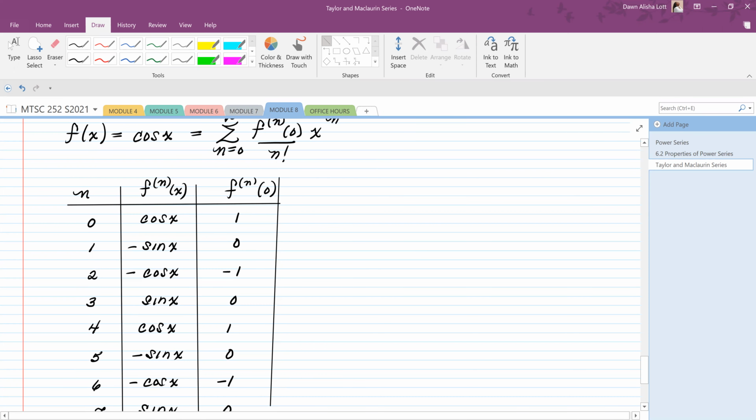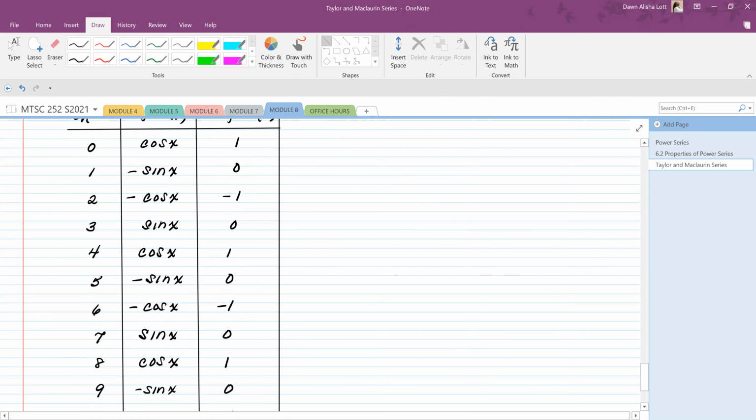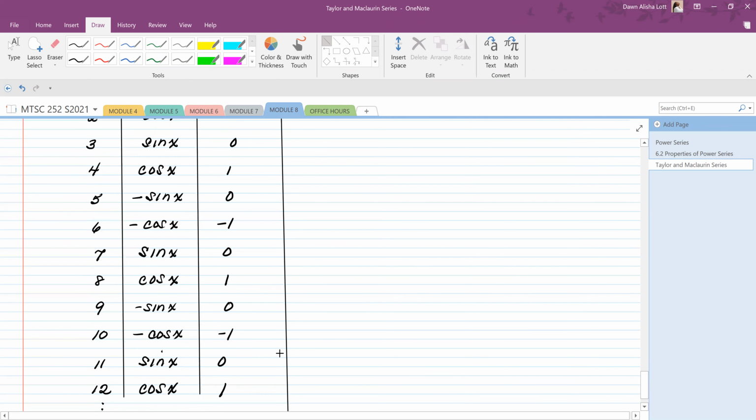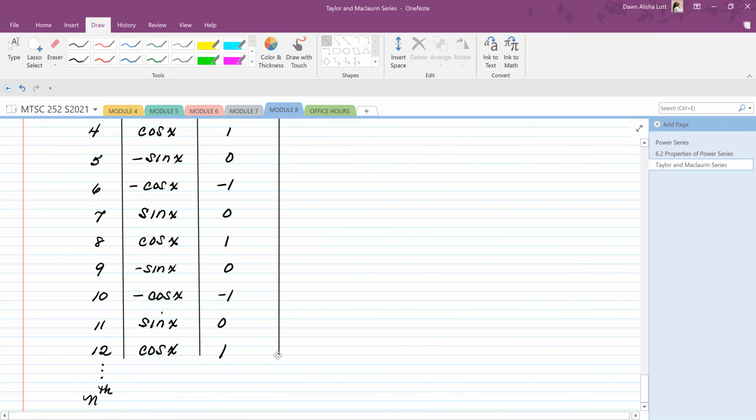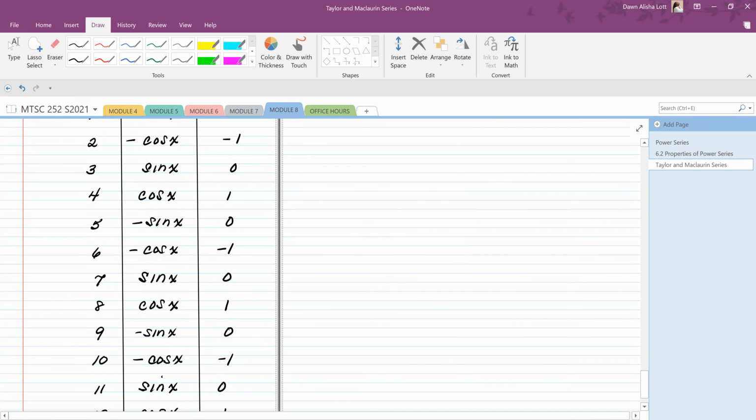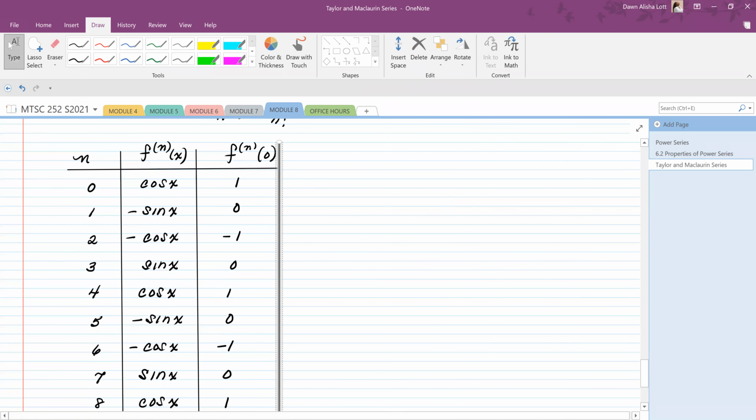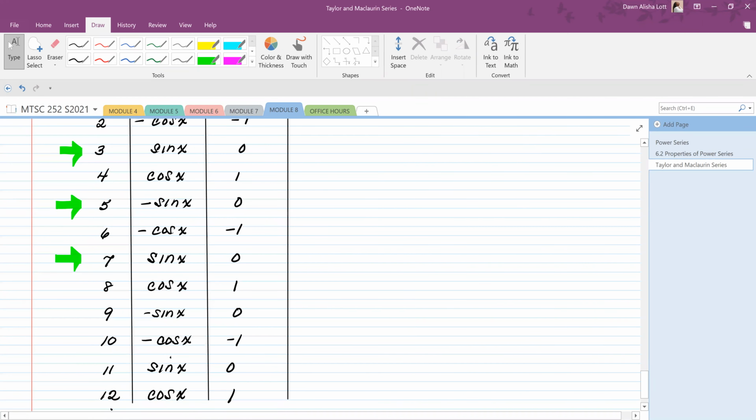So I'm going to swing this on down. And I'm going to start looking at this as a pattern. Okay, so I can see that all the odd values are 0. Does everybody see that? So all the odd values are 0. Every last one of the odd values is 0.